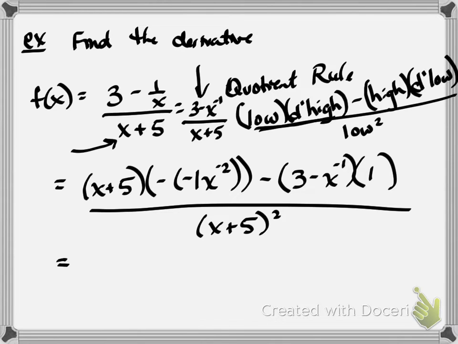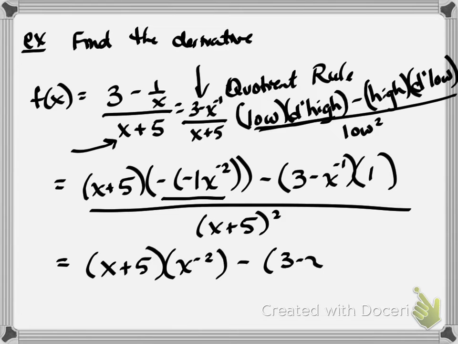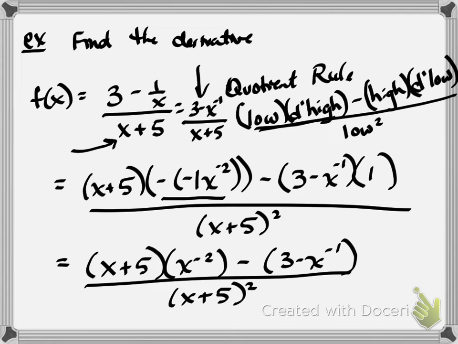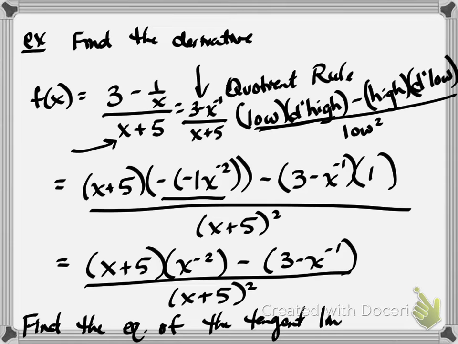Now on this, let's just clean it up a little bit. We got x plus 5. This term right here would be just x to the negative 2 minus 3 minus x to the negative 1 over x plus 5. So it's kind of a mess, but what I actually want to do, the next step, is to find the equation of the tangent line at negative 1, 1.